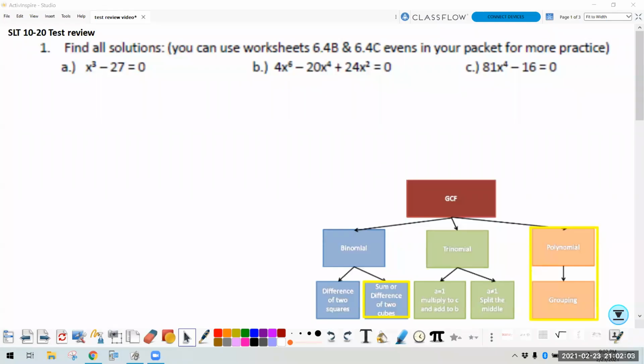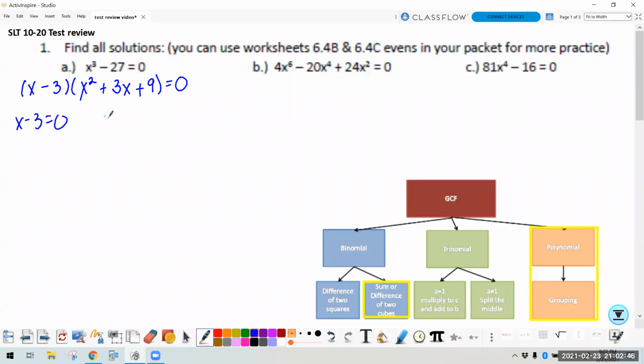All right, here is our test review for the polynomial unit. Number 1 says find all solutions. Let's see, following my factoring flowchart of decision making, is there a greatest common factor? No. Is it a binomial, trinomial, or polynomial? It's a binomial. It's cubes. So I think to myself, what is being cubed? X and 3. Square the first, multiply them together, square the last. Same, opposite, always positive.